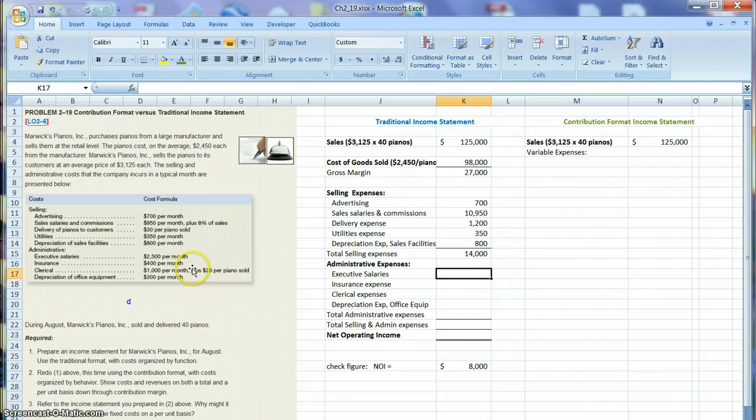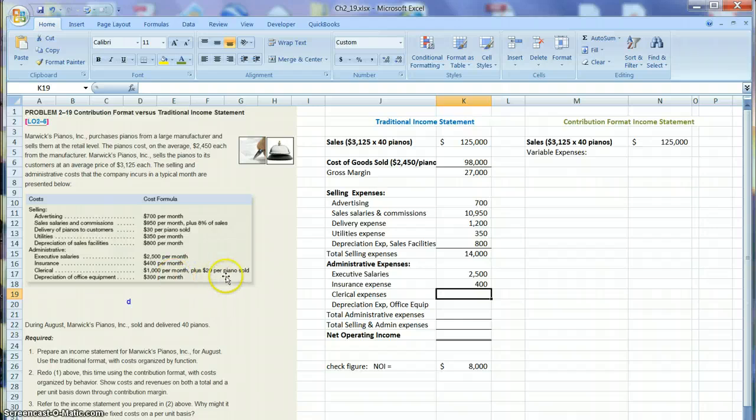We're going to go through and do the same thing with our executive salaries. Hopefully, I won't have to explain as much. Okay, again, this time, it tells us it's $2,500. Salaries is typically a fixed amount. Okay, commissions tend to vary with the quantity or dollar value of sales. Insurance given to us as $400 per month. And again, I'm getting these values from the table cost formula given to us in the problem.